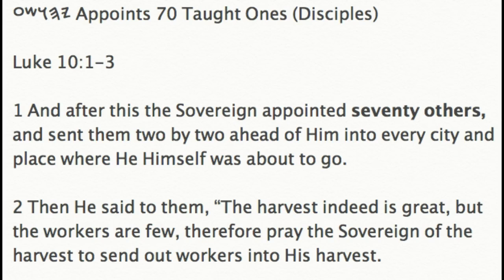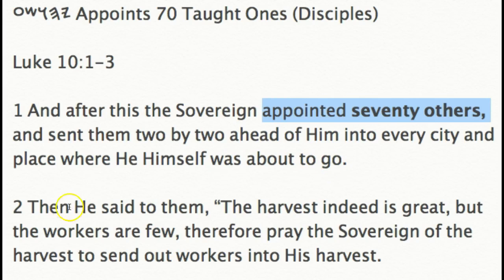Now we also see the number 70 in some key places also in what's commonly known as the New Testament. We see it right here where Yahusha appoints the 70 taught ones or disciples in Luke chapter 10 verse 1 through 3. It says here, "And after this the sovereign appointed 70 others and sent them 2 by 2 ahead of him into every city and place where he himself was about to go." Sounds just like the 70 elders that was appointed during the time of Mashah.